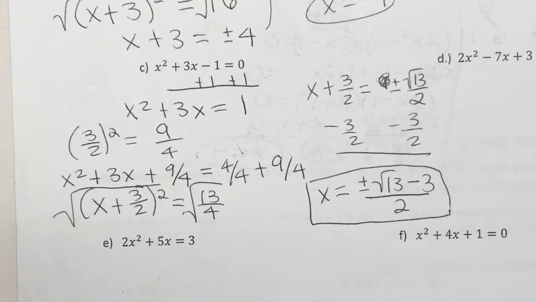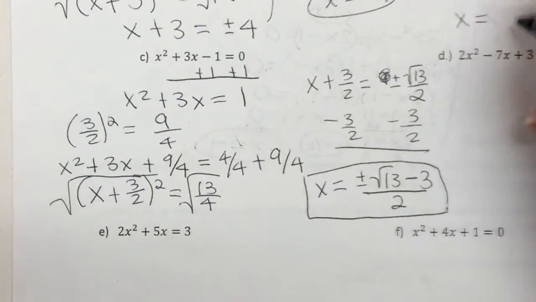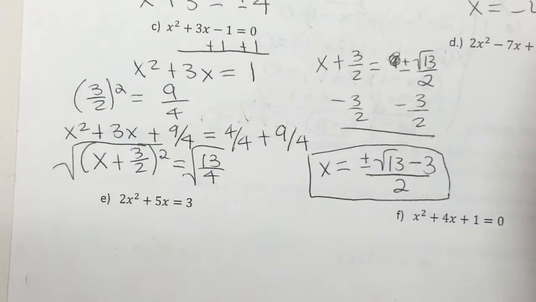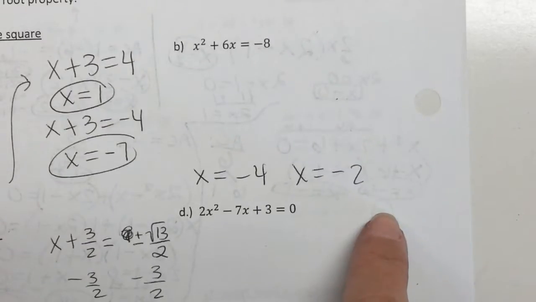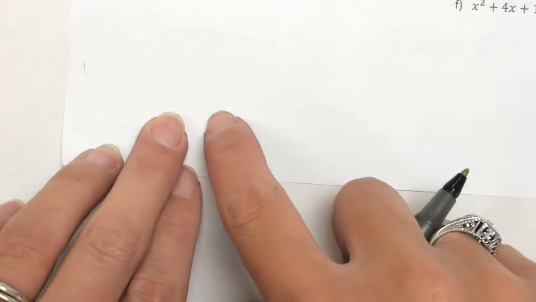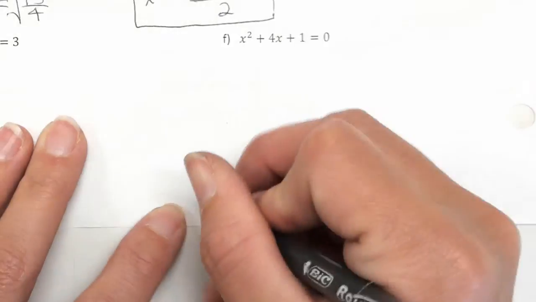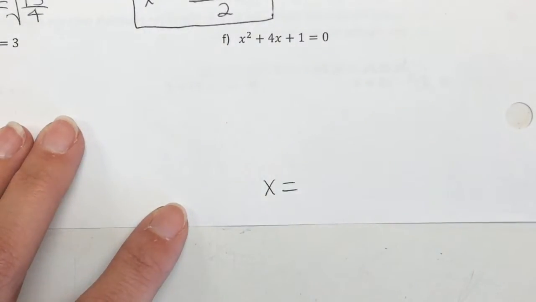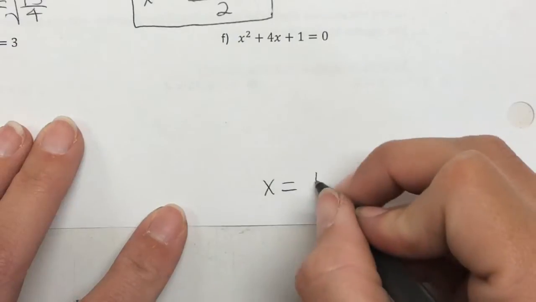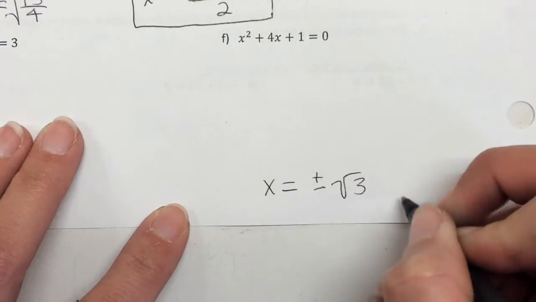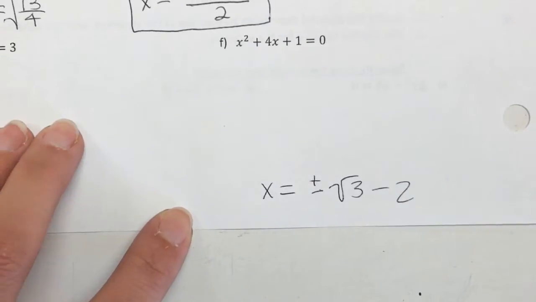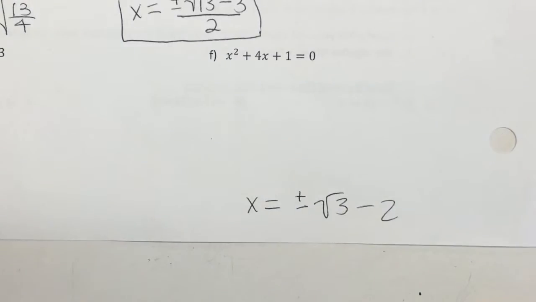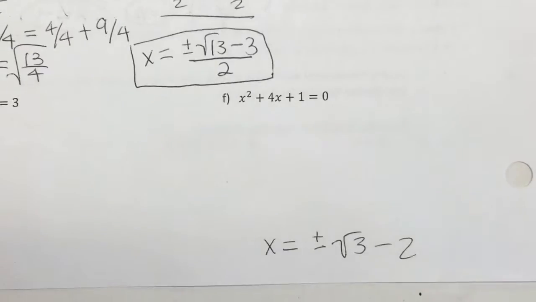Alright, who's still working? Has everybody done at least part B? Alright, tell me the two answers you got. Sweet. Do I need to go over this one? Alright, for the second one, F, what did y'all get? X equals plus or minus square root of 3 minus 2. Good. I need to go over this one, right? Okay. And by me, I mean y'all.